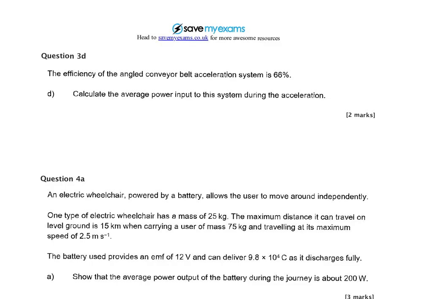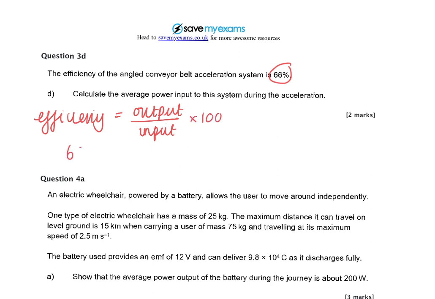Question 3D. The efficiency is 66%. Calculate the power input. So just a reminder, efficiency, which is usually given to us as a percentage, is equal to the output, the useful output, divided by the total input times 100. So if we pop our numbers in there, 66% is equal to our output, which we just worked out, divided by our input times 100.